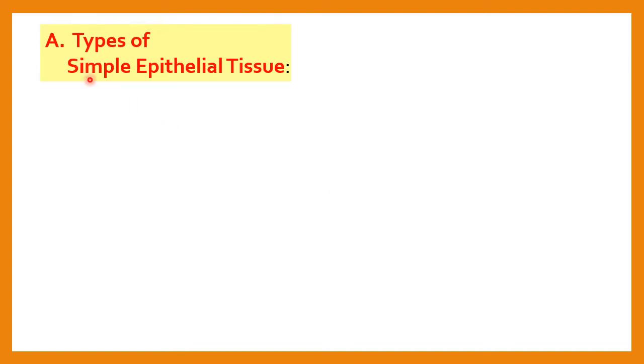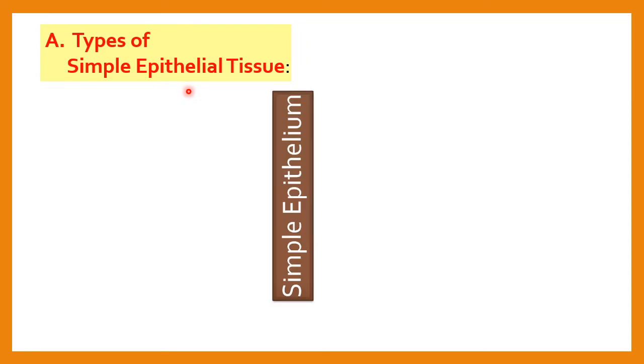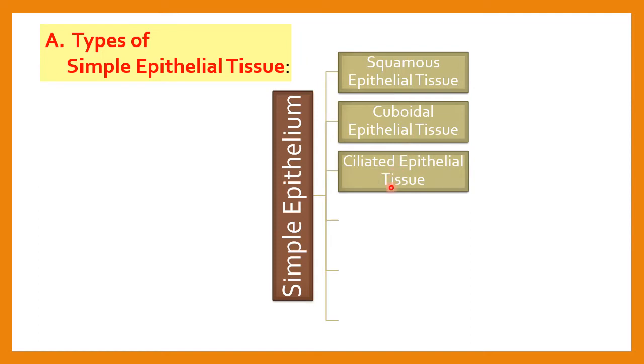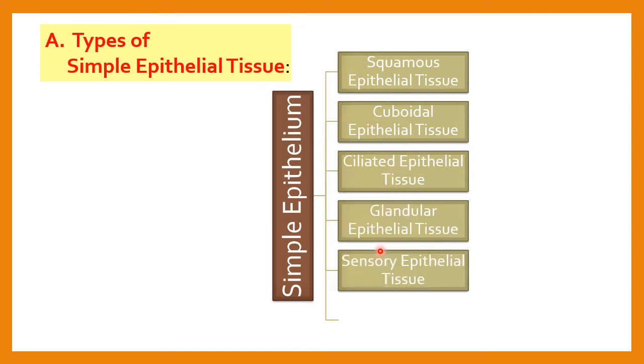Now let us study the different types of simple epithelial tissue. The types are squamous epithelial tissue, cuboidal epithelial tissue, ciliated epithelial tissue, glandular epithelial tissue, sensory epithelial tissue, and germinal epithelial tissue. So these are the types of simple epithelium.